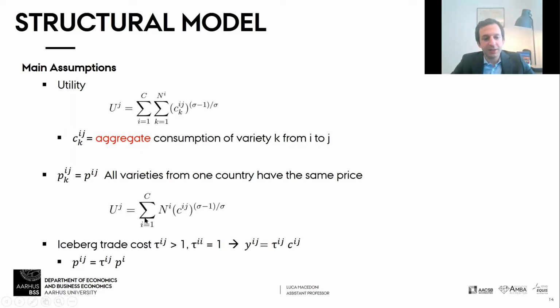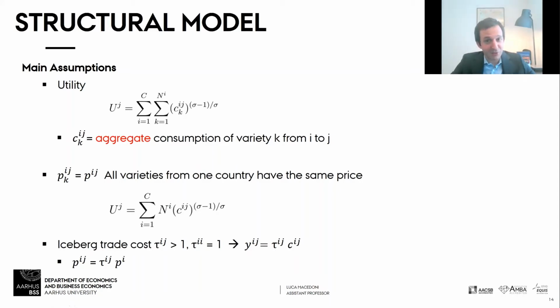Okay, so your utility simply becomes your C_IJ, your quantity consumed for any variety from I to J, to the power of sigma minus 1 over sigma, times the number of varieties that you're importing from country I. And you sum that across all the origins. This is another difference with the Krugman model, in that here we're looking at multi-countries, right? Indexed by I from 1 to C.